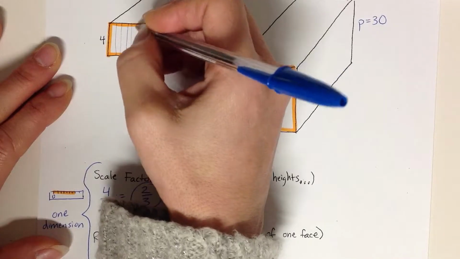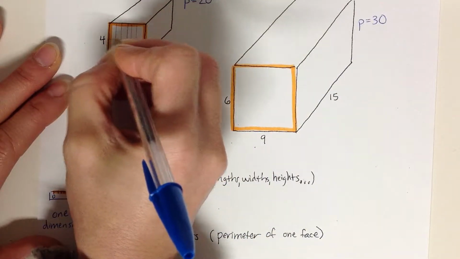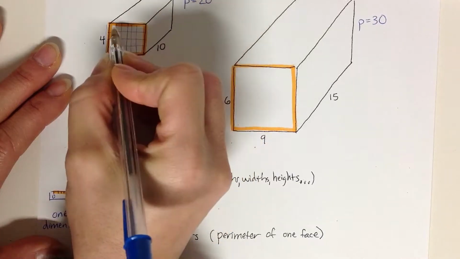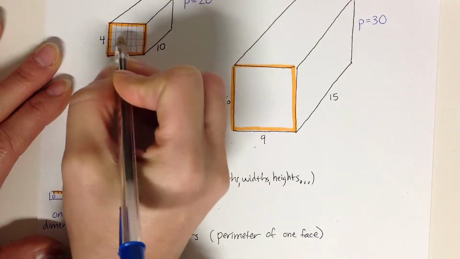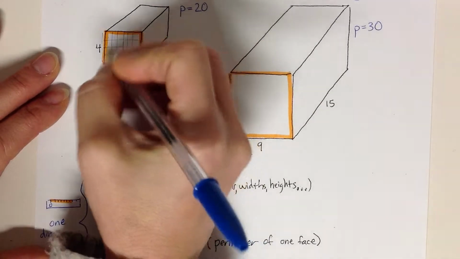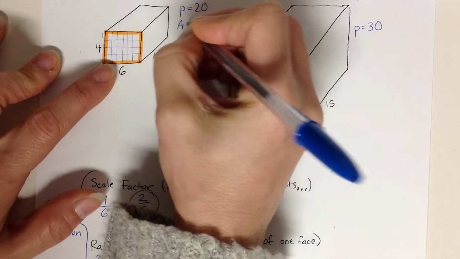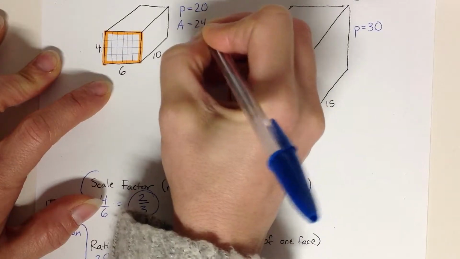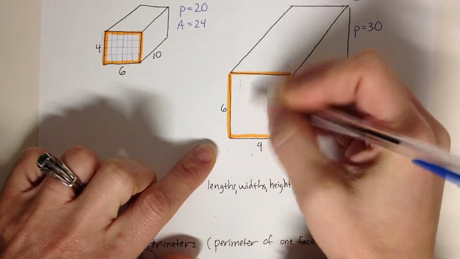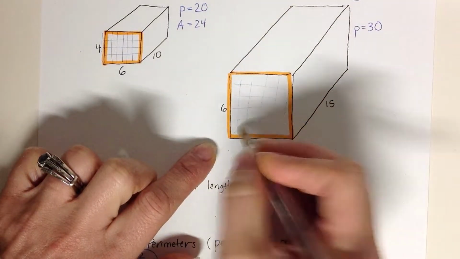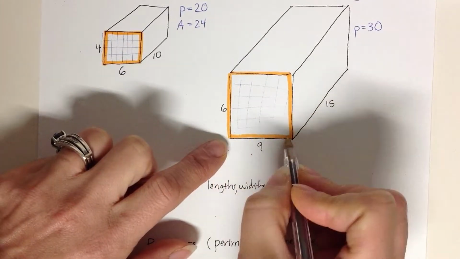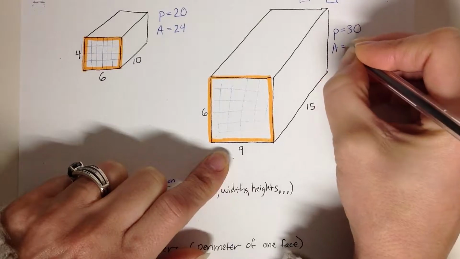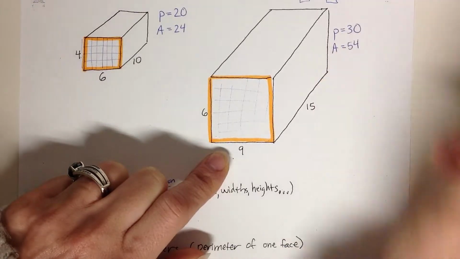Remember, the area would be how many squares. So I'm just going to do this with one of it. Okay, so this is 4 by 6. So area is measured in squares. Now the area of the front side here is 4 times 6. And the area of the front face here, if I broke that into 6 squares this way, 9 this way, so I'm going to have 6 times 9. The area of the front face there is going to be 54.